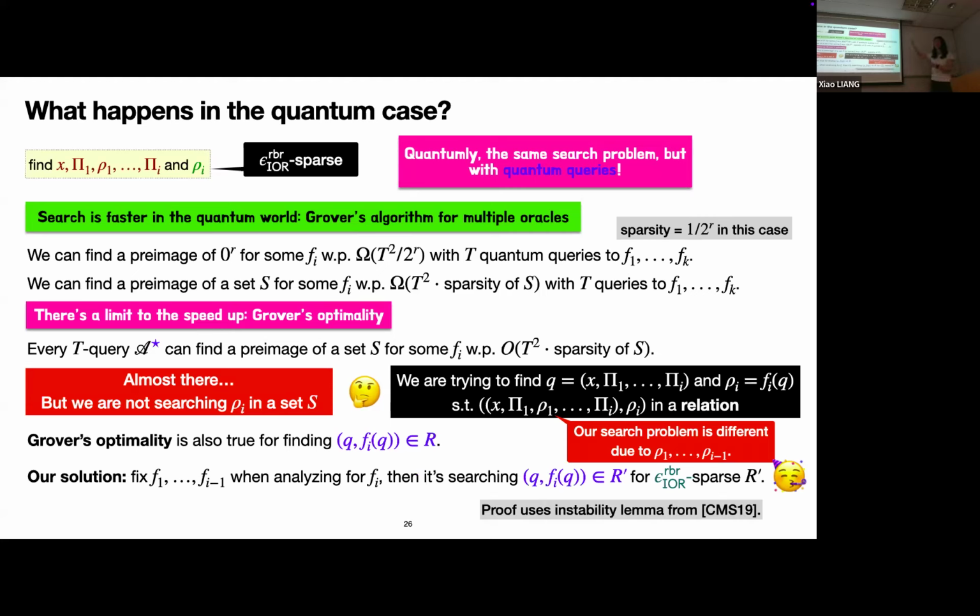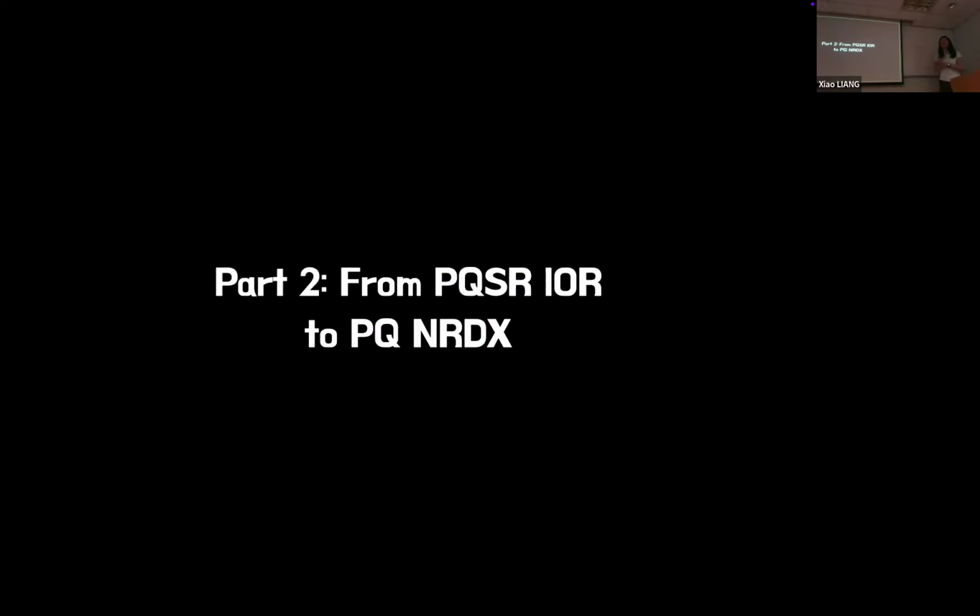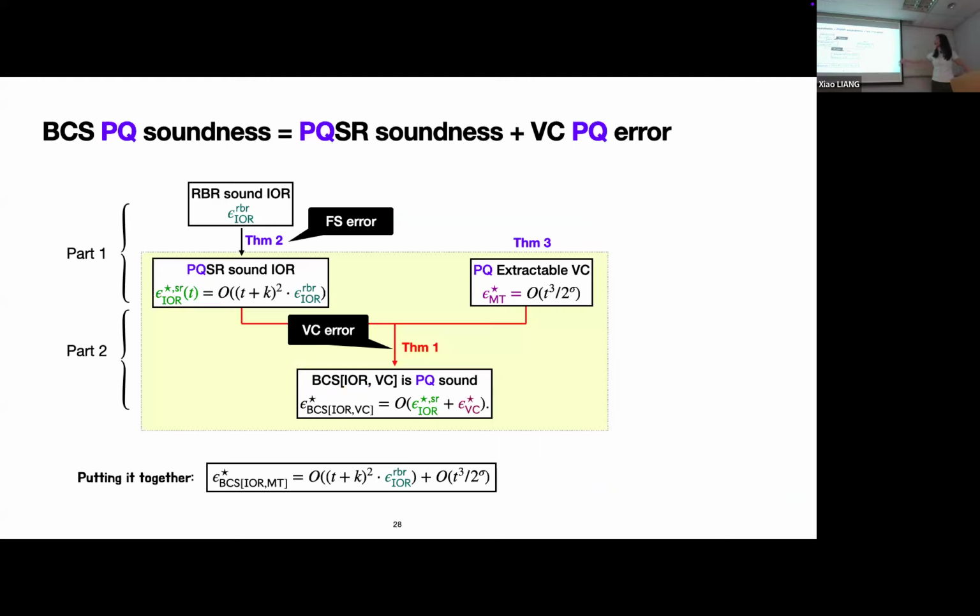This is not entirely precise because we're proving it using the instability lemma from CMS 19, but this is not the hard part of the paper yet. Sorry, I think it's fairly standard, but this is more of an intuition of how we did this part of the proof. Now we'll move on to the main result, which is part 2, how the VC error appears. If you were lost in the first part, maybe this will be interesting.